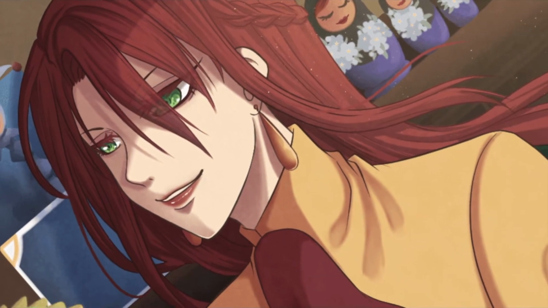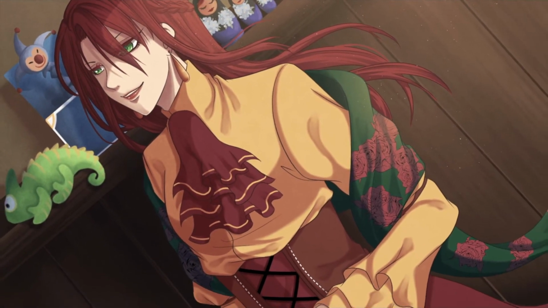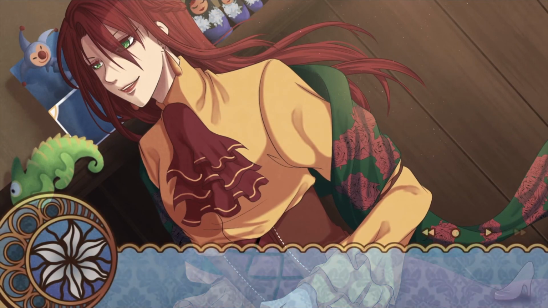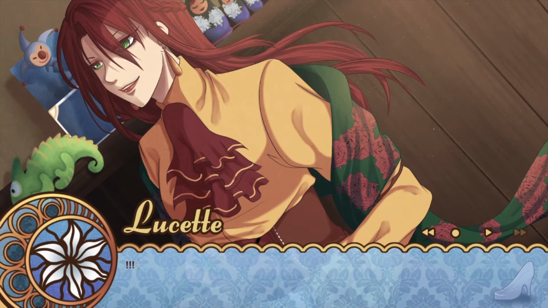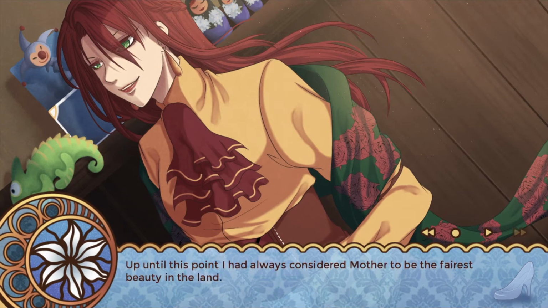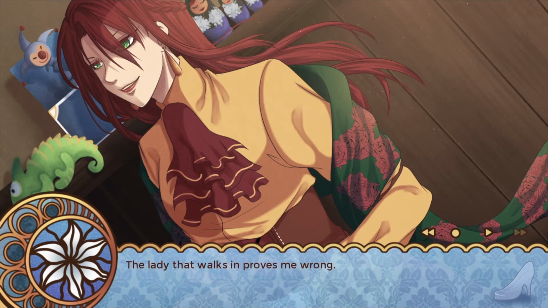Is that a woman? I think that's a woman. Okay, yeah, it is. Good morning! I'm so sick of saying exclamation point 3 times. It's not funny anymore. Up until this point, I had always considered Mother to be the fairest beauty in this land. The lady that walks in proves me wrong. Her beauty is mesmerizing and clearly without peer. Everyone in the shop is openly staring.